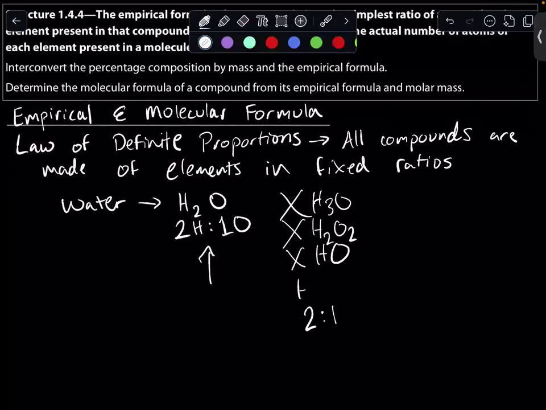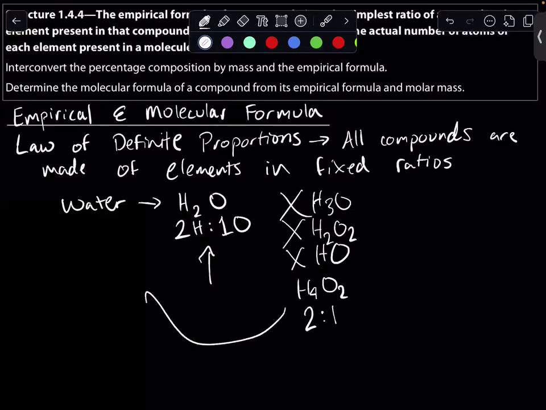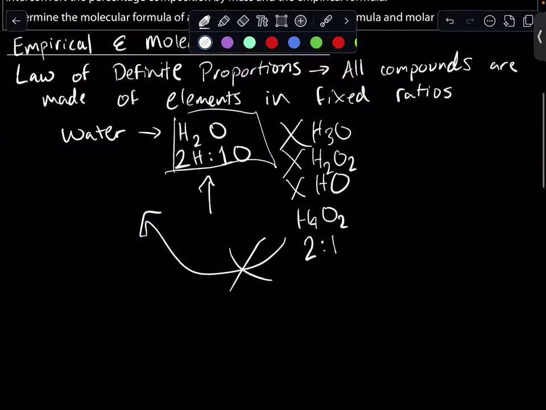Sorry, water is not also H4O2. Well, it's still the same proportion. This is also not water because water is in this fixed ratio of set elements. So water will always be H2O.